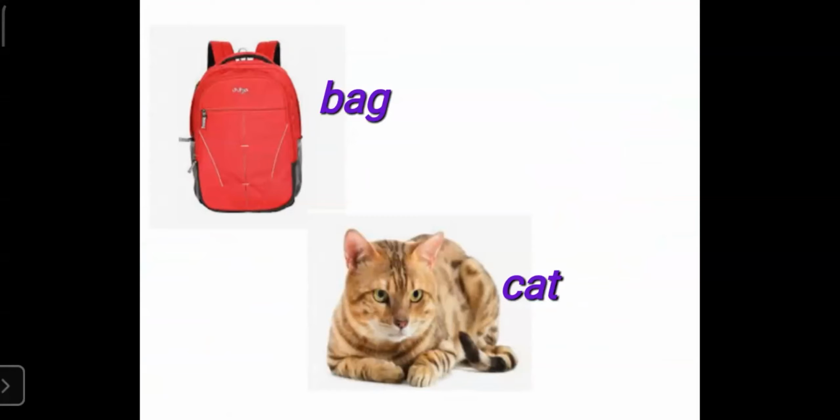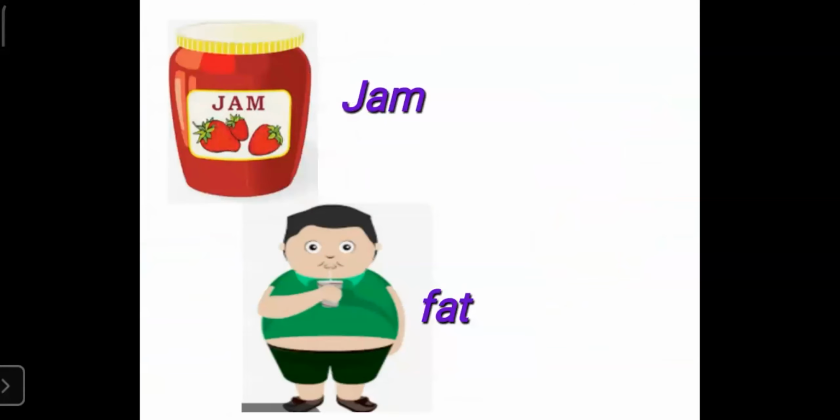C-A-T, cat. Cat is a pet animal. You all know this animal. J-A-M, jam. You all like to eat bread and jam. So this is the picture of jam. Next picture is of a fat boy. F-A-T, fat. J-A-M, jam.